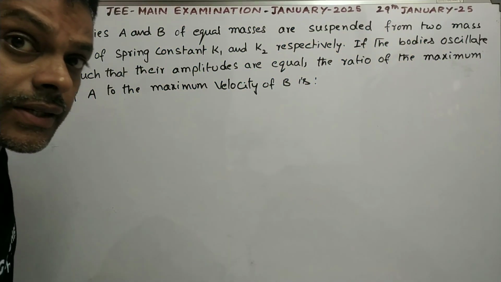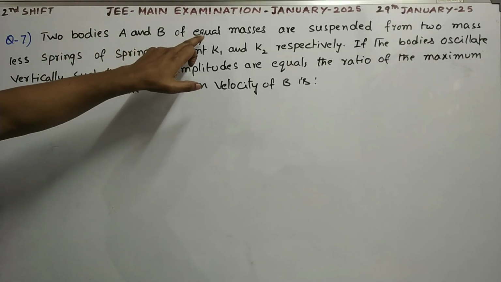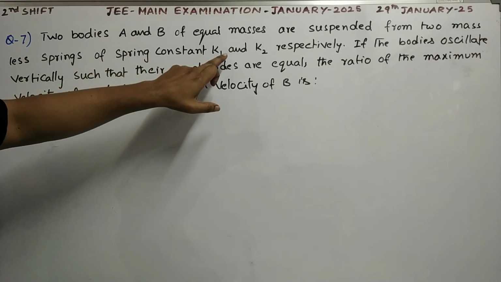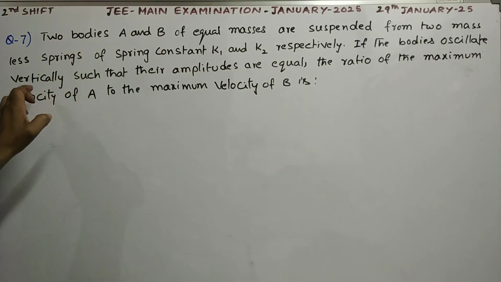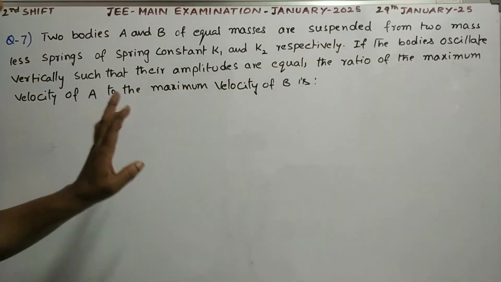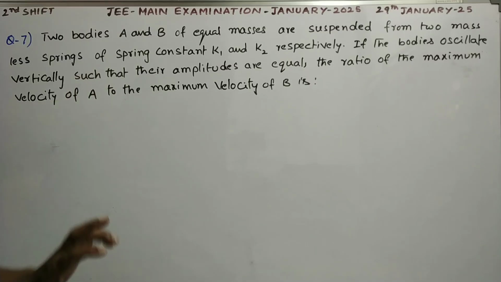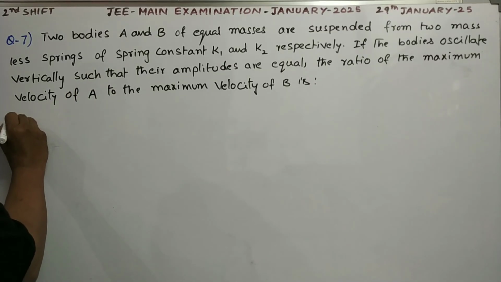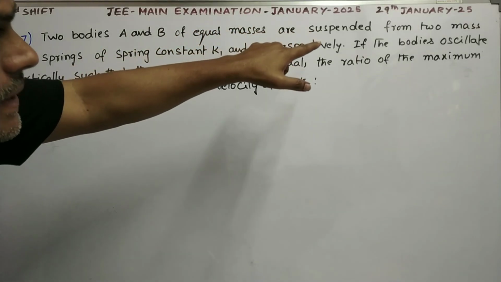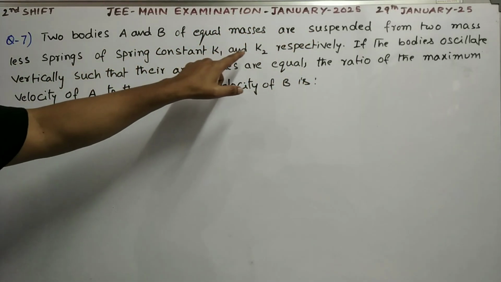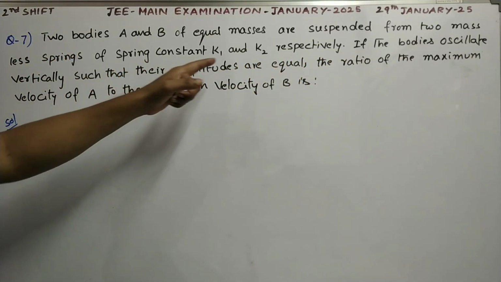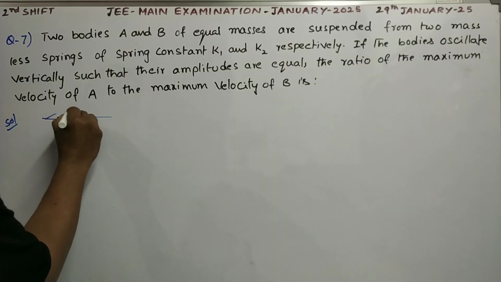Okay, the seventh question. Two bodies A and B of equal masses are suspended from two massless springs of spring constants K1 and K2 respectively. If the bodies oscillate vertically such that their amplitudes are equal, the ratio of the maximum velocity of A to the maximum velocity of B is. Okay, the given question may be shown pictorially. Two bodies A and B of equal masses are suspended from two massless springs of spring constants K1 and K2 respectively. Moreover, the bodies oscillate vertically such that their amplitudes are equal, so there are two springs.